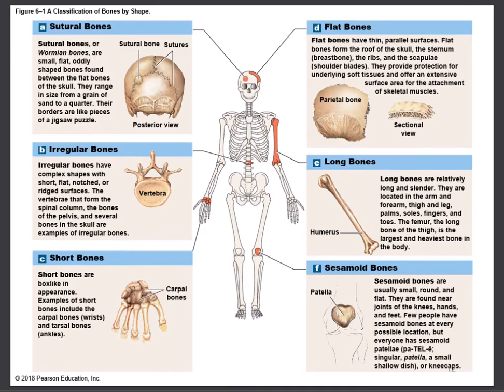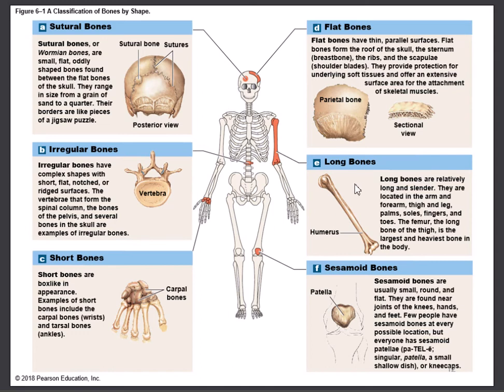All right, so here's just an overview slide. Again, the bone classification by shape: sutural bones, also known as wormian bones. Irregular bones have a complex shape. Short bones, just think of them as kind of boxy or rectangular. Flat bones, just like the name says, they're going to be flat. You're going to have two thin parallel bones running side by side like that.